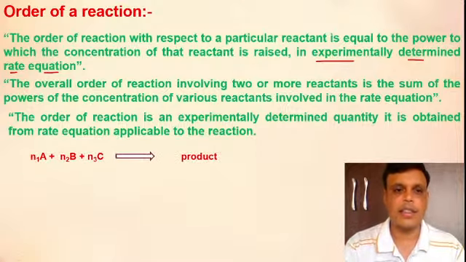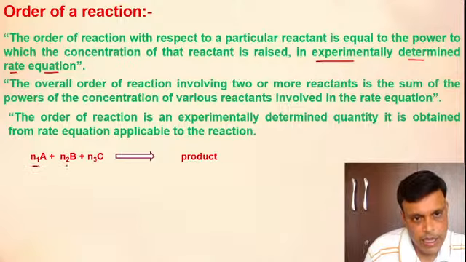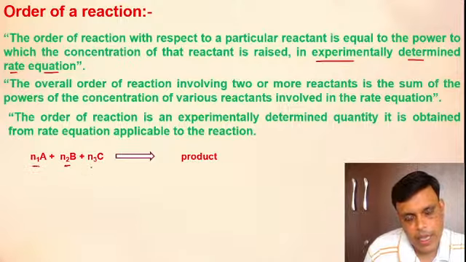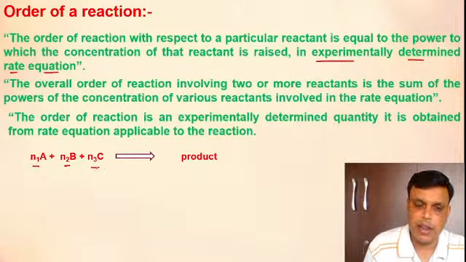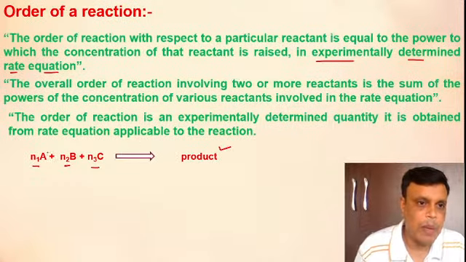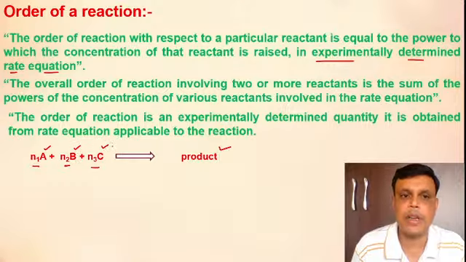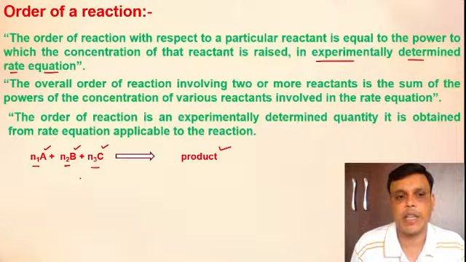Now let us see these reactions. n1 of A plus n2 of B plus n3 of C combine and form a product. Here capital A, capital B, capital C are the reactants, and n1, n2, n3 are the stoichiometric coefficients of reactant A, reactant B, reactant C respectively.